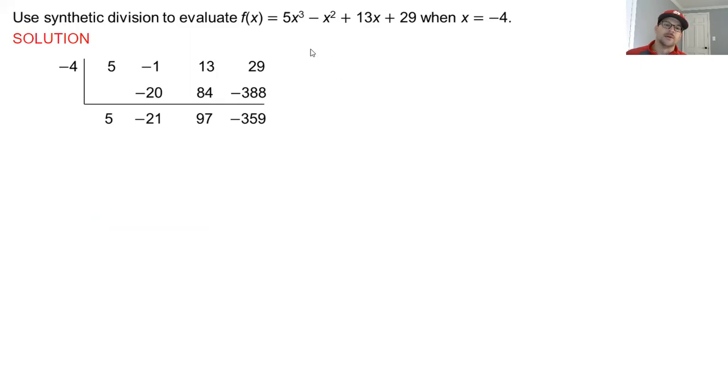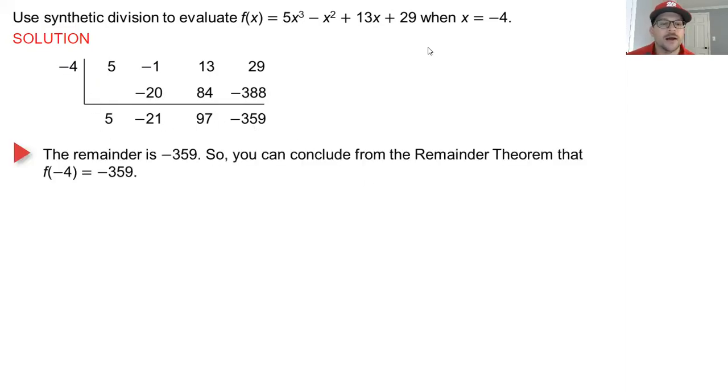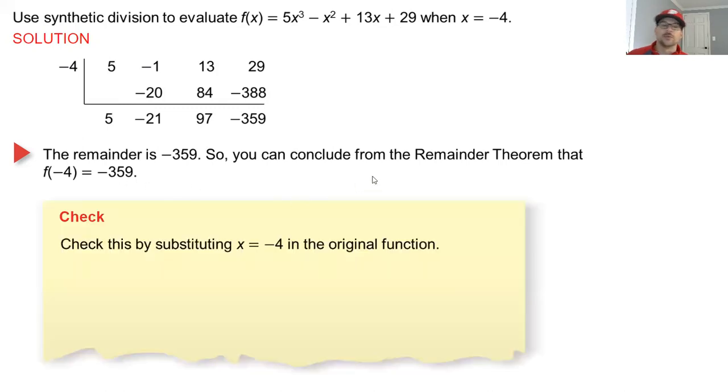So again, pulling out our 5, -1, 13, and 29 from our coefficients up here. Bringing down, multiply, add, bringing down, multiply, add will give us a remainder of -359. So using the remainder theorem, you can conclude that evaluating this polynomial function at -4 is a value of -359.